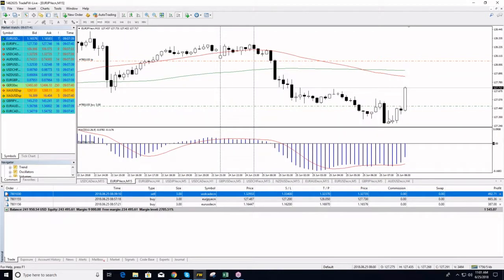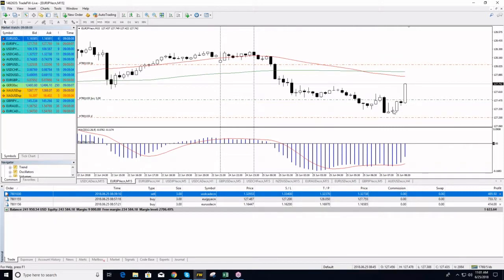On Euro Yen, we have entered a long position. We have observed tweezer bottoms here. What are tweezer bottoms? We have seen 2 candles closing at the same lows, and this is an inverted hammer, which was confirmed by this candle here. So I was waiting a bit, and I have entered a long position here.